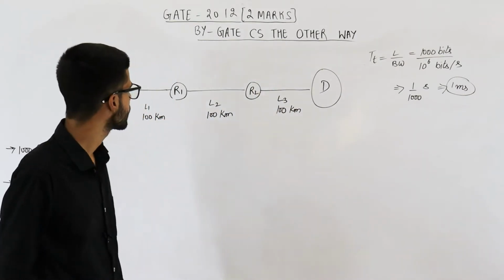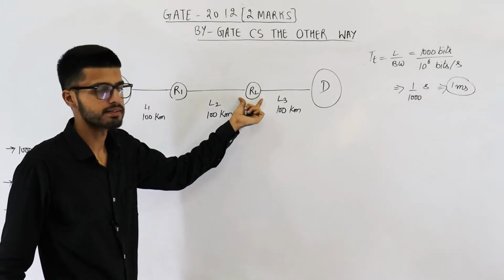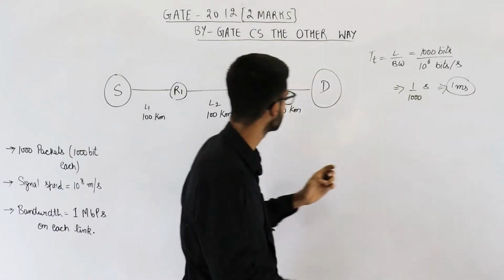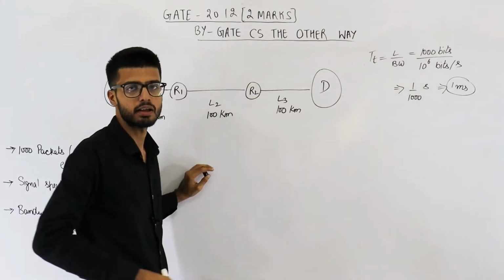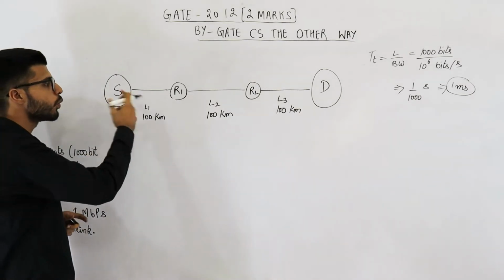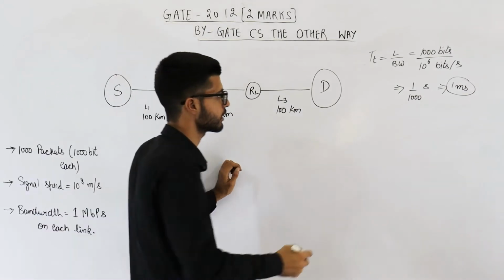What does it mean? Suppose at any given time, router R2 has a packet. R2 will take 1 millisecond to put this packet onto the channel. Similarly, if the source wants to send a packet, it will take 1 millisecond to put that packet onto the channel. This is the meaning of transmission time.